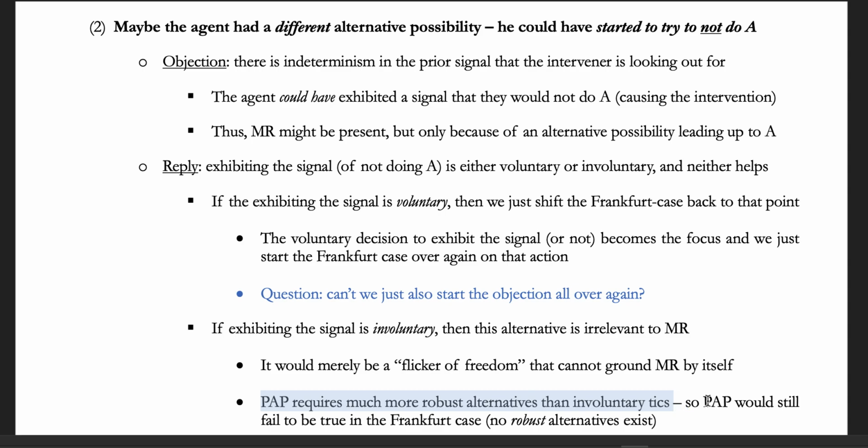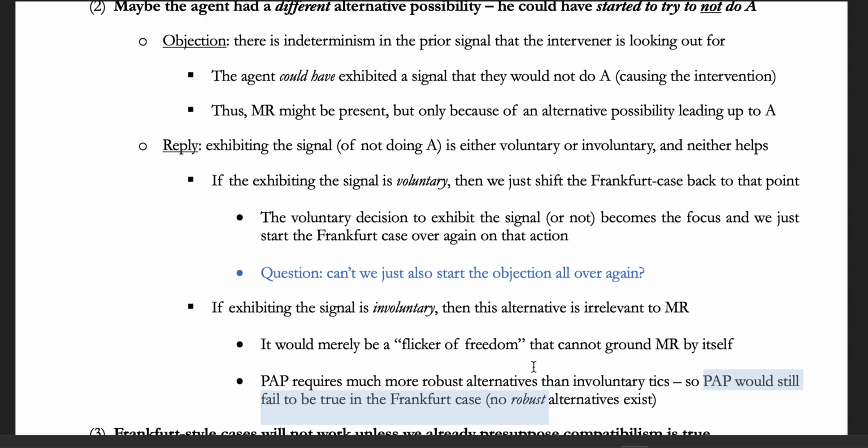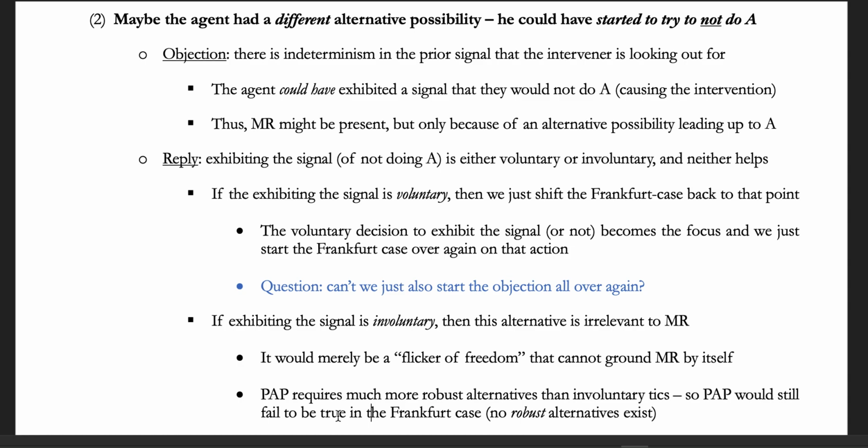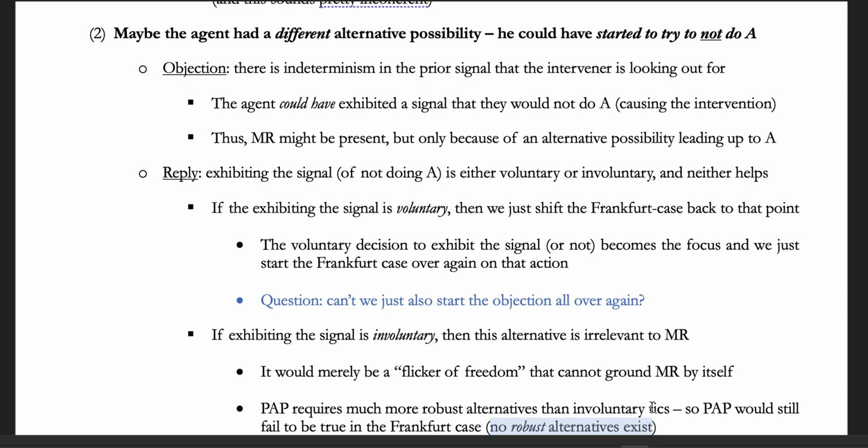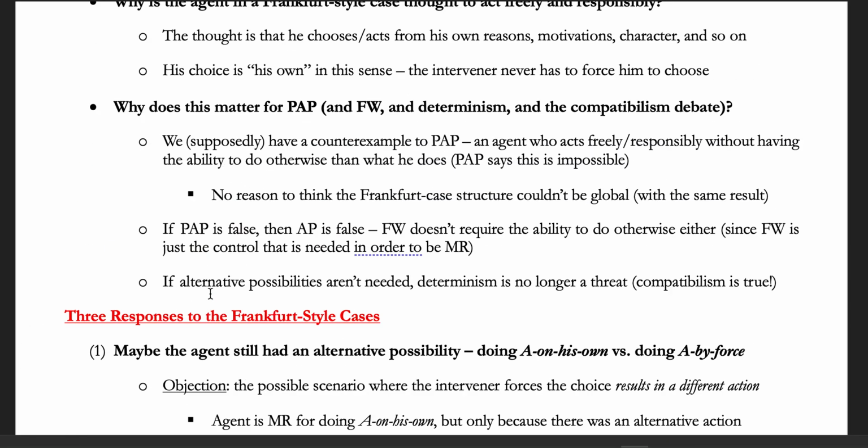Okay, so if that's true, if PAP requires a more robust alternative, like the ability to actually decide to do something different, then PAP would still be false. PAP still fails to be true. There is no robust alternative. Okay, so let me do this objection here, and then this part of the reply again with the picture.